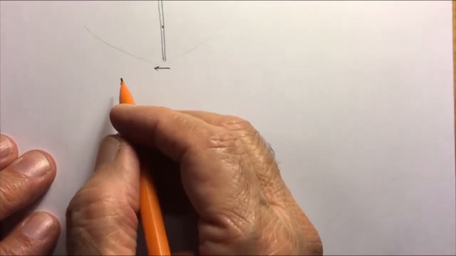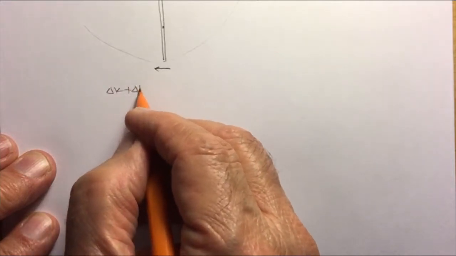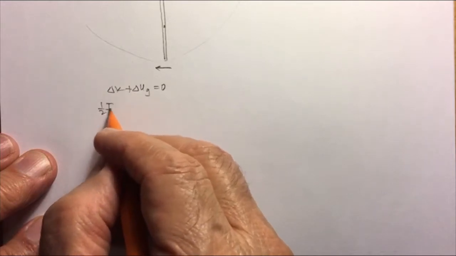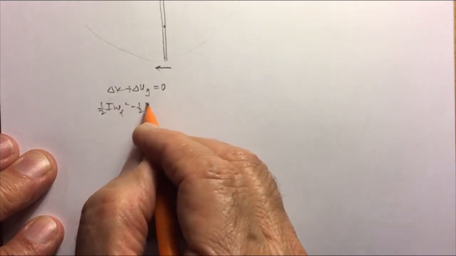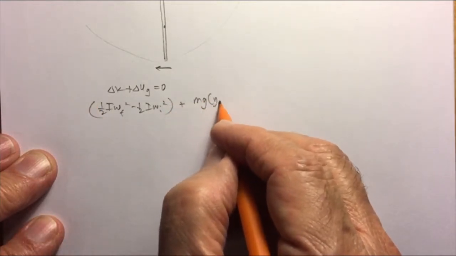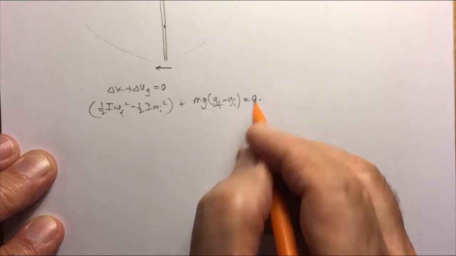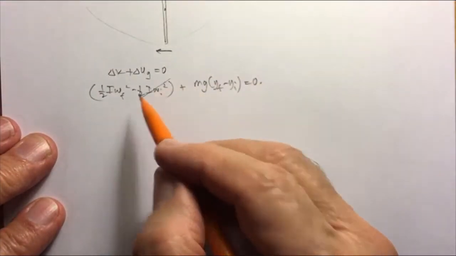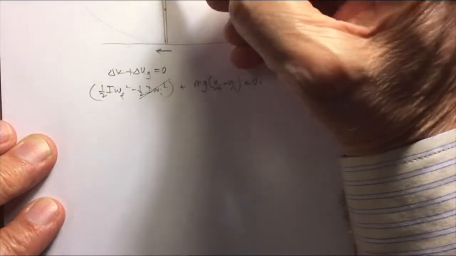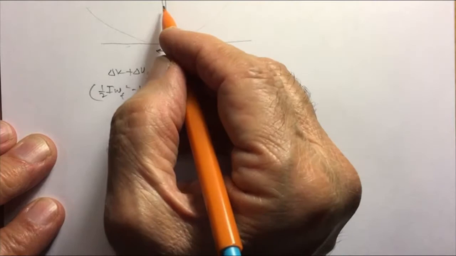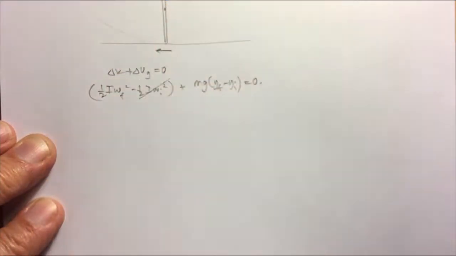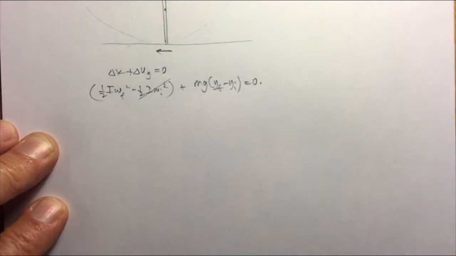Now we write our equation. Delta K plus delta Ug is 0. So the delta K is now going to be half I omega final square minus half I omega initial square, and this is going to be mg times y final minus y initial equals 0. Omega initial is 0, so that can go away. And we can set our x here and the y along here. So the y initial is this length, that's L. But what is y final?